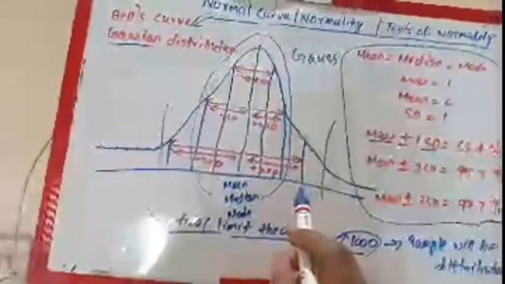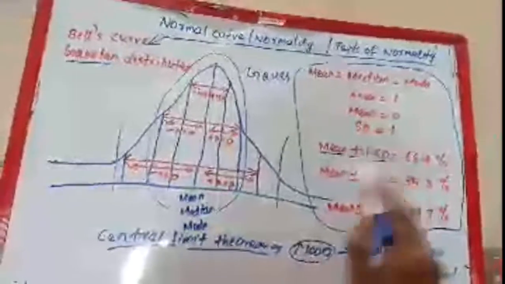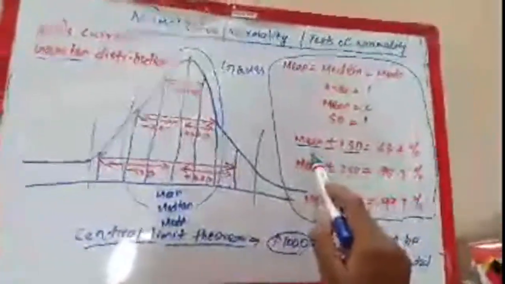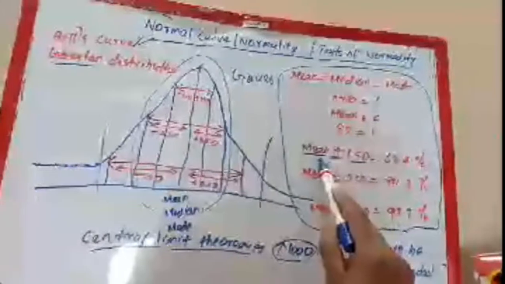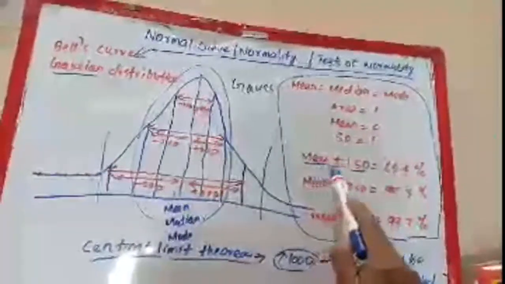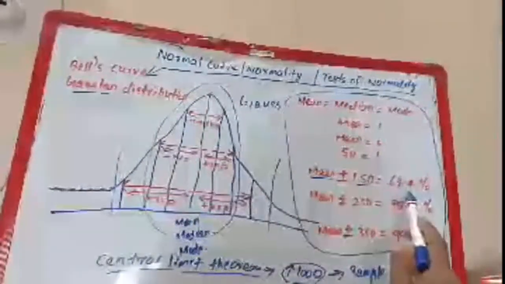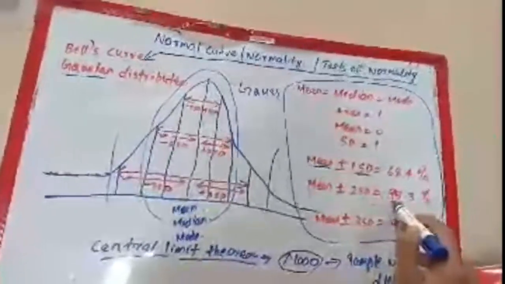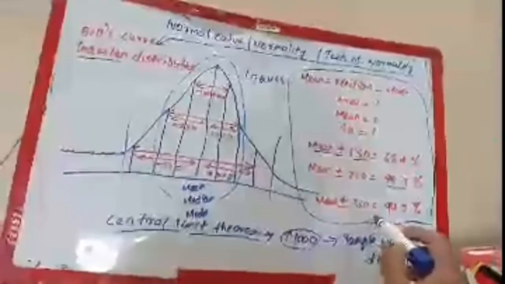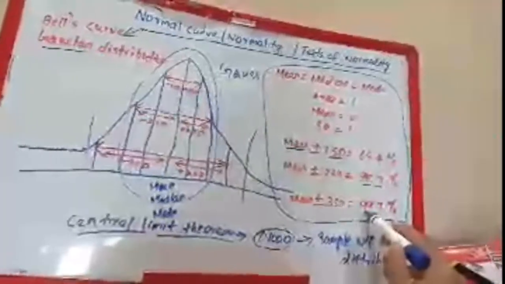So if the data is following normality, we can calculate the mean and standard deviation of any data. If the data is following normality, mean with one standard deviation will cover 68.4% of the population. Mean with two standard deviations will cover 95.3%, and mean with three standard deviations will cover 99.7%. I'll explain.